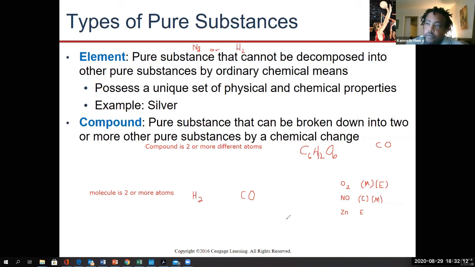NO. Is there two or more atoms for NO? Yes, because there's an N and there's an O. What about compound? Compound is two or more different atoms. An N and an O. So that means it's a compound and a molecule. Okay, the last one, zinc. Is it a molecule? Is it two or more?